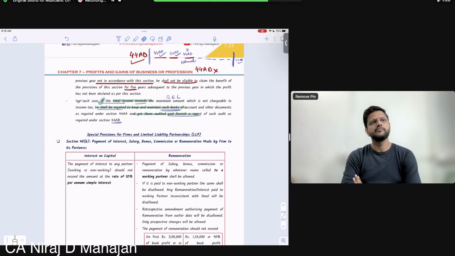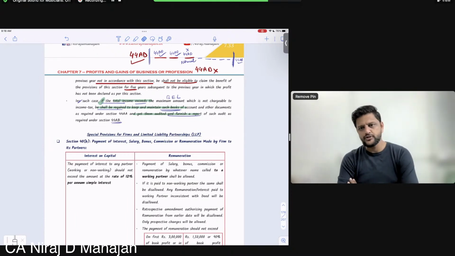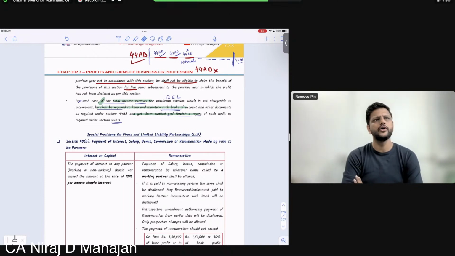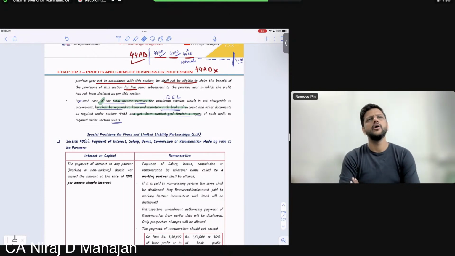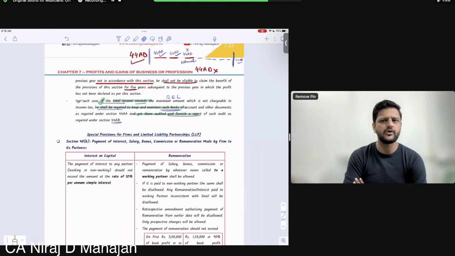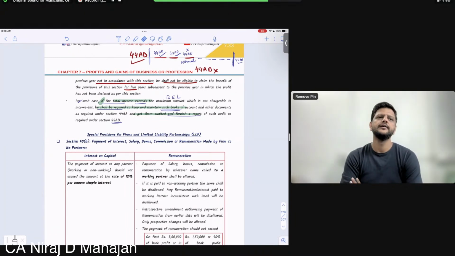44AA. 44AB, one of the most important sections, your tax audit. It depends on your turnover of business or your gross receipts of the profession or whether you have declared under presumptive taxation or not, right? Then for business, children, the limits are 1 crore and 10 crore. For profession, children, the limit is 50 lakhs, 50. Correct? That is your tax audit.